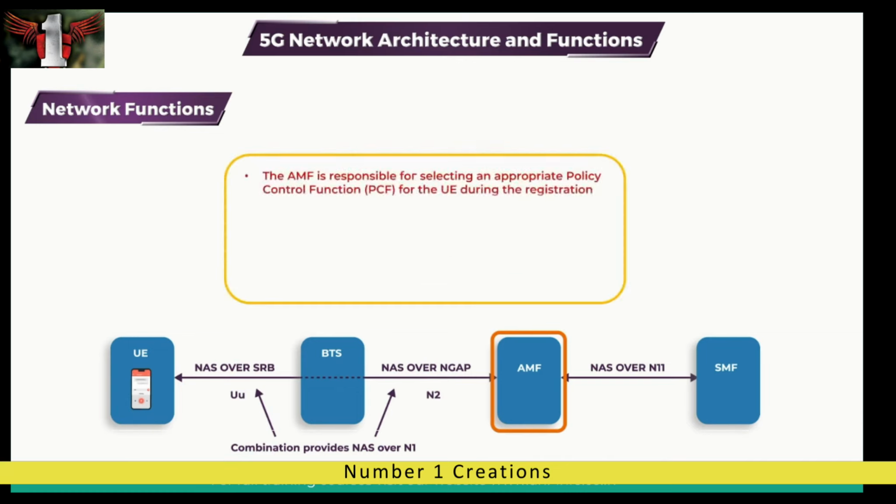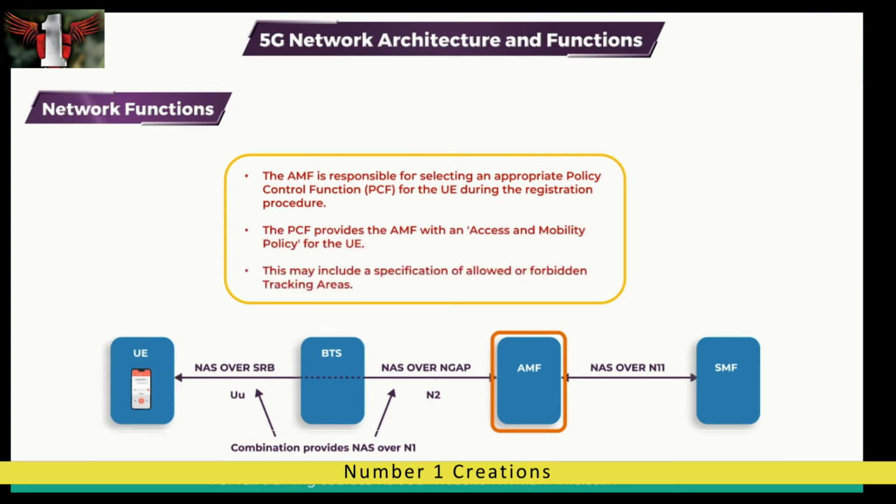The AMF is responsible for selecting an appropriate policy control function (PCF) for the UE during the registration procedure. The PCF provides the AMF with an access and mobility policy for the UE. This may include a specification of allowed or forbidden tracking areas. The AMF may be configured to use a specific PCF, or the AMF may use the Network Repository Function to discover the PCF which can provide the relevant UE information.